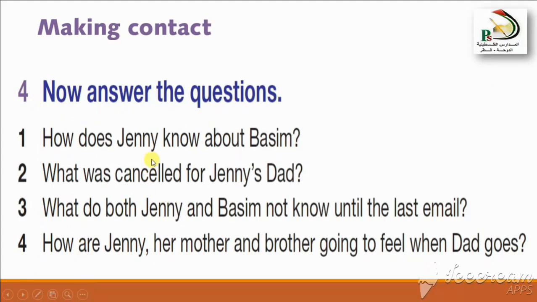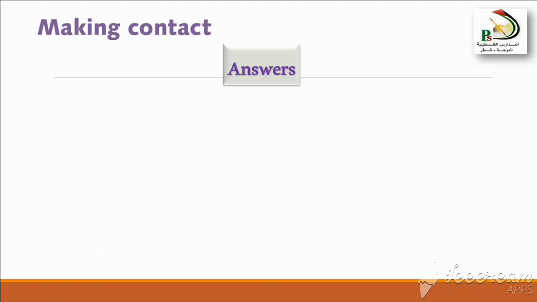These are the questions. Pause the video here, and they're very easy. How does Jenny know about Basim? I told you 3 or 4 times, and we read it in the email too. What was cancelled for Jenny's dad? What do both Jenny and Basim not know until the last email? How are Jenny, her mother and brother going to feel when Dad goes? Very simple. Pause the video here and then check your answers.